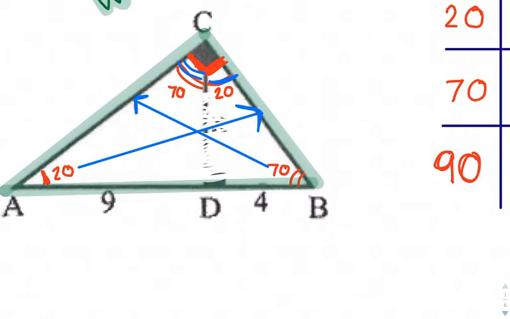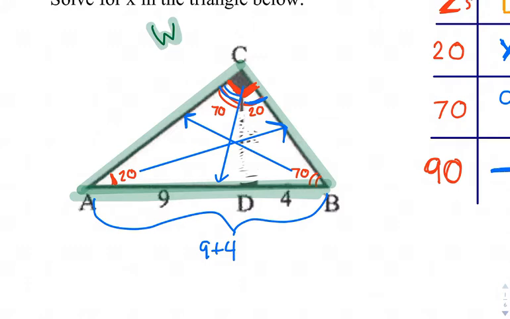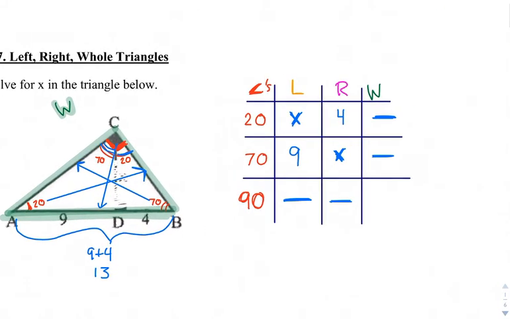Lastly, earlier we said that angle C was my right angle, so I look across from angle C and I get this. So notice that across from angle C is this whole side. So it's not just 9 and it's not just 4. Instead, it's 9 plus 4, which is 13. So this would be 13. So that's how we fill in our chart.